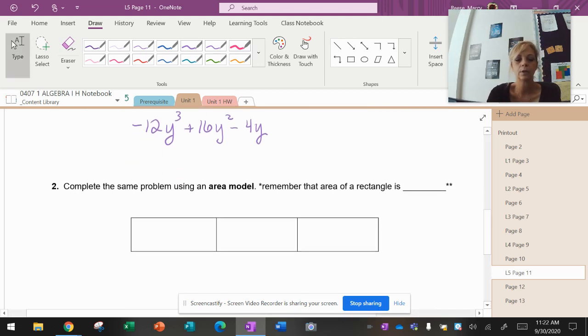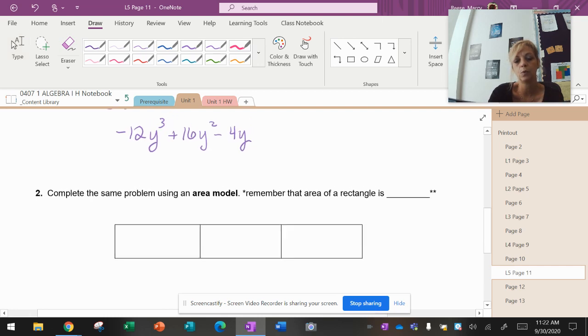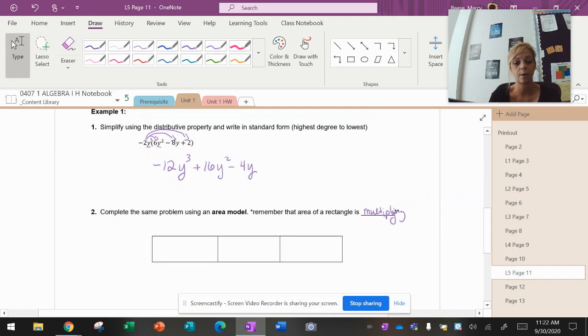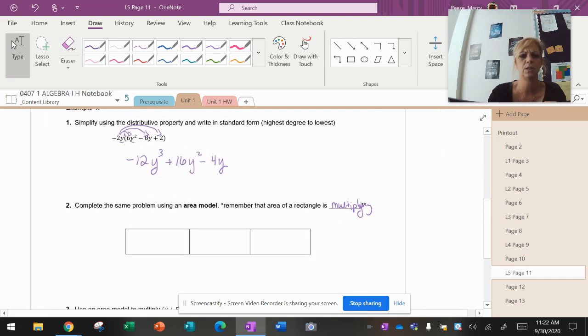All right, now it says we're going to complete the same problem using what we call an area model. And remember that when you have the area of a rectangle, don't you multiply length times width, right? So remember that the area of a rectangle is multiplying. That's what we're trying to do there. It's about multiplying. So you're literally going to break this up. This area model is going to kind of be a big deal when we get to problems that are a little bit longer on this lesson.